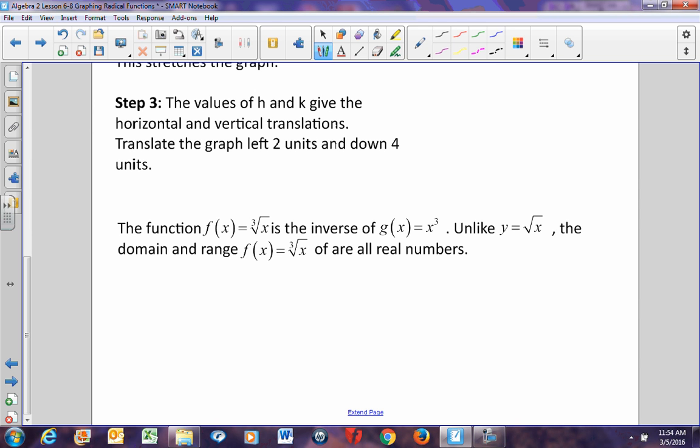Now, the function f of x equals the cube root of x is the inverse of x cubed. Unlike the square root of x, the domain and range are all real numbers because you can have a negative cube root. So you don't have to restrict your domain. The pattern for graphing square root functions applies to other radical functions as well.